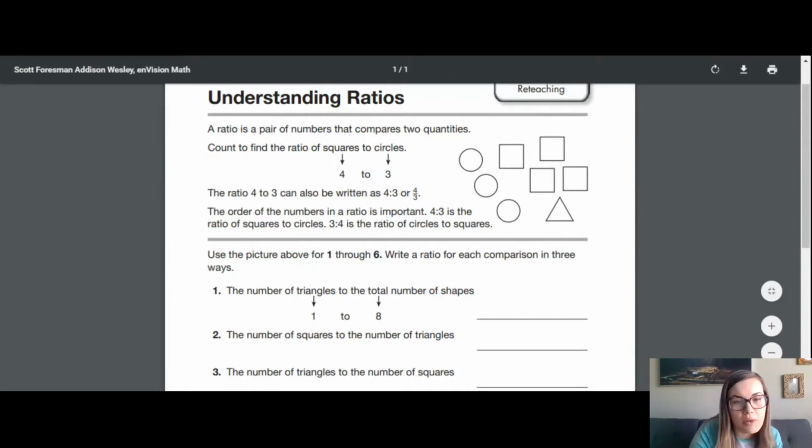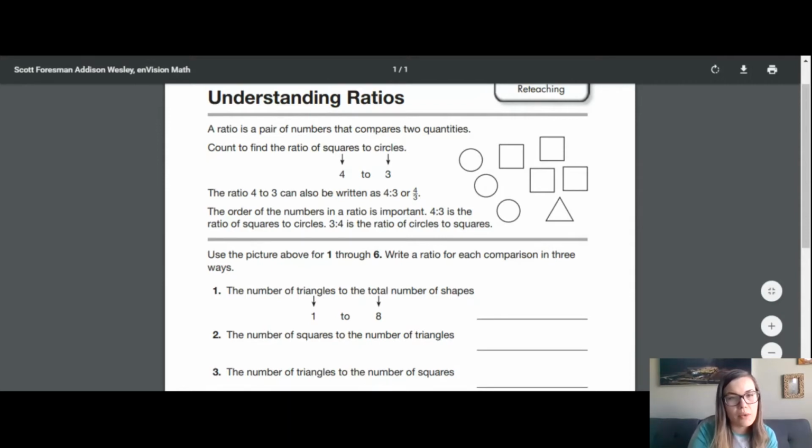4 to 3 can also be written with a colon, 4:3, or as a fraction, 4/3. You always say "4 to 3," whether you have the little colon or it written as a fraction. Also notice when we say squares to circles, you need to have the correct number. If I said 3 to 4, that would be incorrect because there are 4 squares, not 3 squares.